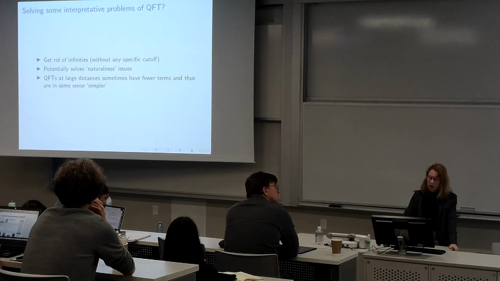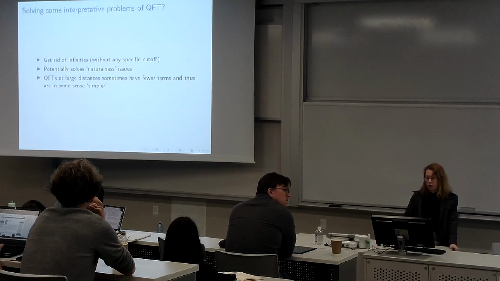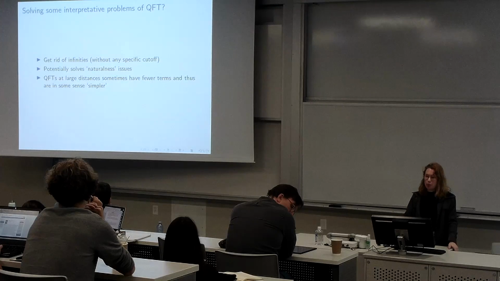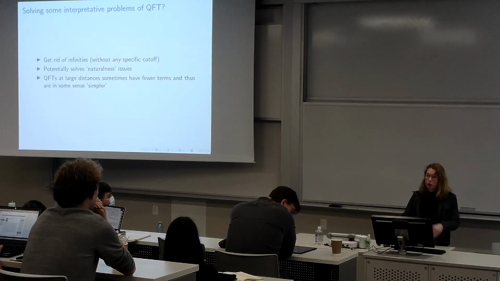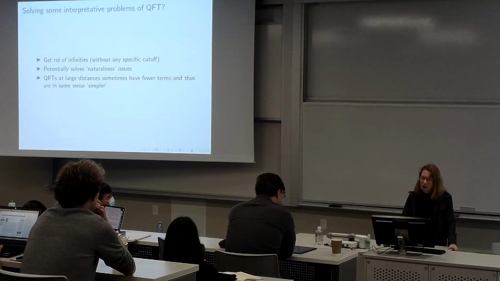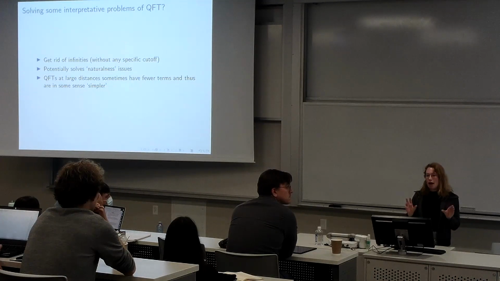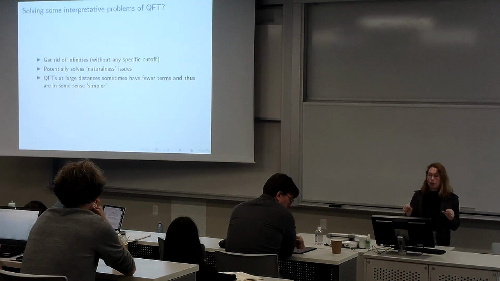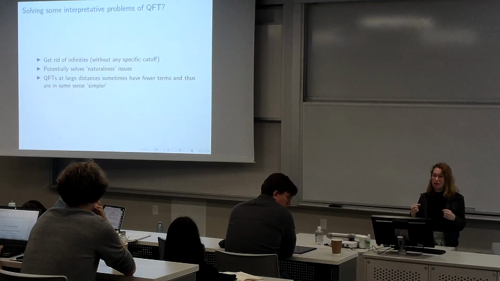In addition, there's a possibility for this kind of top-down approach to solve some of the naturalness issues that people have been worried about within QFT. So, roughly speaking, naturalness issues arise when we have something like two terms in the bare Lagrangian, and we find that in order to reproduce the observed value of some parameter, we have to very carefully fine-tune the values of the parameters in the underlying Lagrangian so that they match in such a way as to cancel out and thus yield the observed value of this parameter.